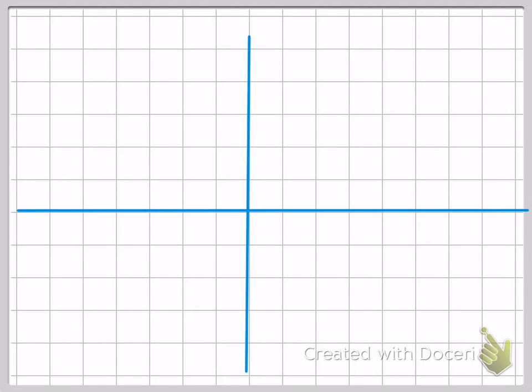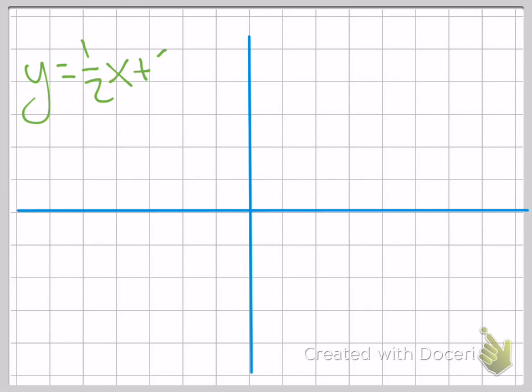So, let's take you to an example. Kind of like GPS. What's that? Global positioning system. That's pretty good. Thank you.